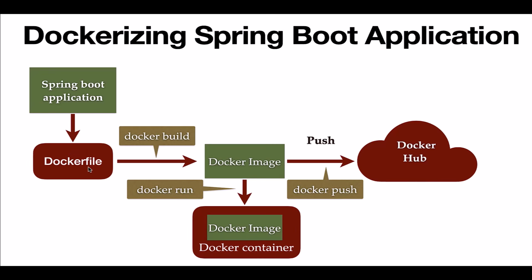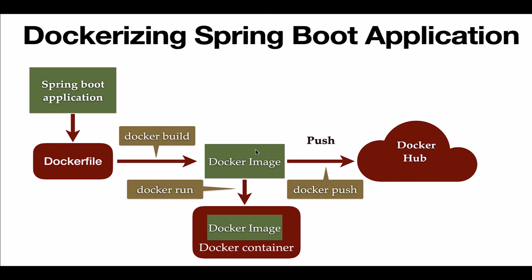Once the Dockerfile is ready, we can use the docker build command to build the Docker image from the Dockerfile. Here the Docker image is nothing but an executable package. Next, we can use the docker run command to run this Docker image in a container. The Docker container is nothing but a running instance, or a runtime instance, of the Docker image. This complete process is called Dockerization. Once we have a Docker image on our local machine, we can go ahead and push this Docker image to Docker Hub using the docker push command.